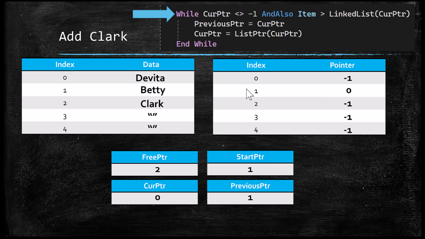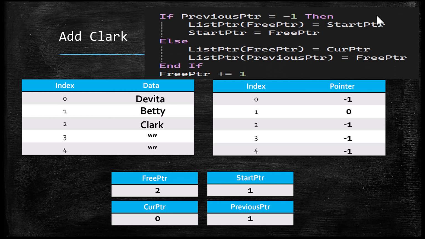So we swing back around. Is our current pointer not equal to -1? Yes, it is. And also, is Clark greater than Davida? No, it isn't. That condition is not met, so we don't do the while loop. We move outside the while loop and continue with our code, which brings us to this if-else statement. So we check this if statement. If the previous pointer is equal to -1, our previous pointer is not equal to -1. That condition is not met.